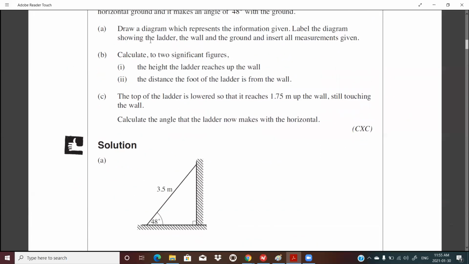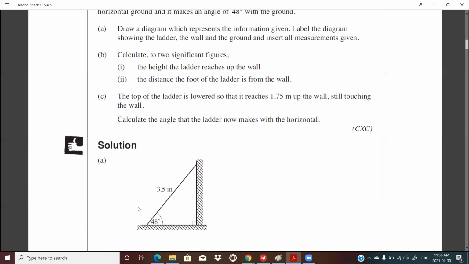Now that you drop it to, say, the top of the ladder is lowered so that it reaches 1.7 meter of the wall. So 1.7 is a new height here. The opposite, so it's 3.5 and 1.75 that you're working with in order to find the angle here, right? So that sounds like relating the opposite, the hypotenuse, and angle, that's sine again. So sine theta is equal to opposite over hypotenuse. So the opposite this time is 1.75 over the hypotenuse at 3.5. So sine theta is equal to 1.75 over 3.5.